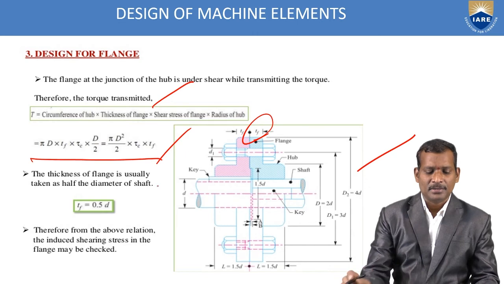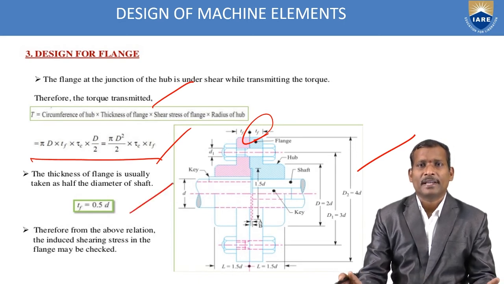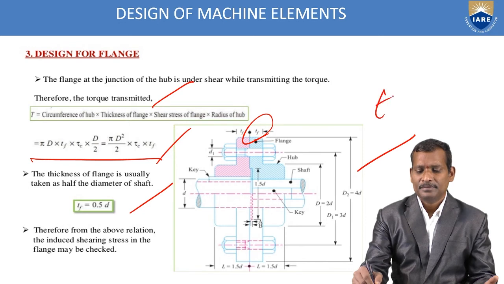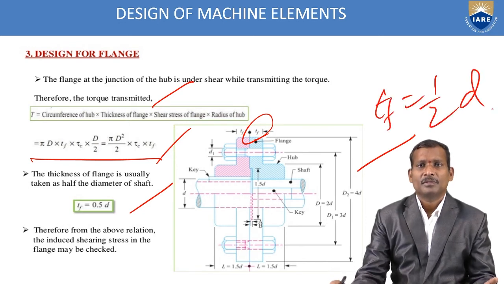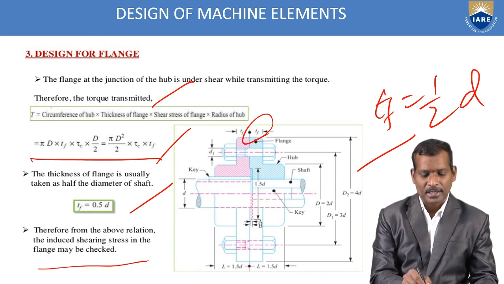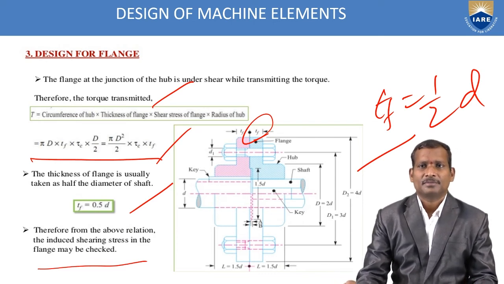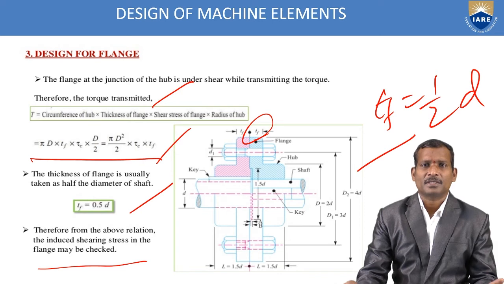The thickness of the flange is usually taken as half of the diameter of the shaft. The shaft diameter you already know. So you can take the thickness of the flange as D by 2. Therefore, from the above relation, the induced shearing stress in the flanges may be checked, whether it is safe or not. If not safe, go back to the first step again and modify our dimensions.